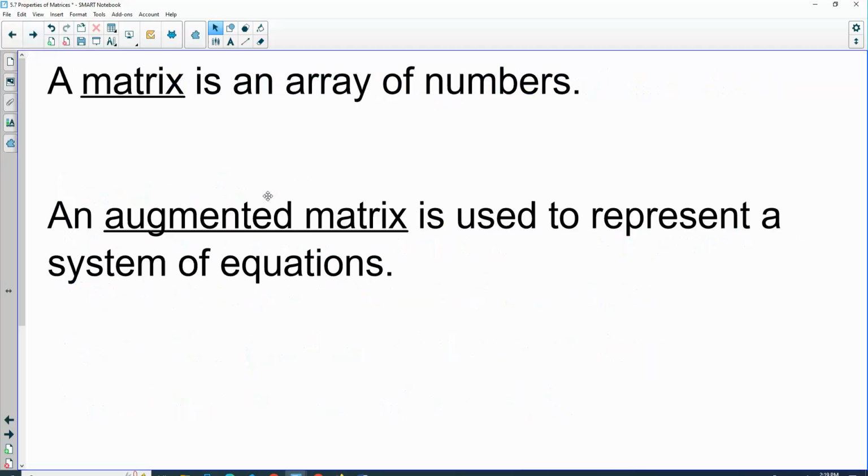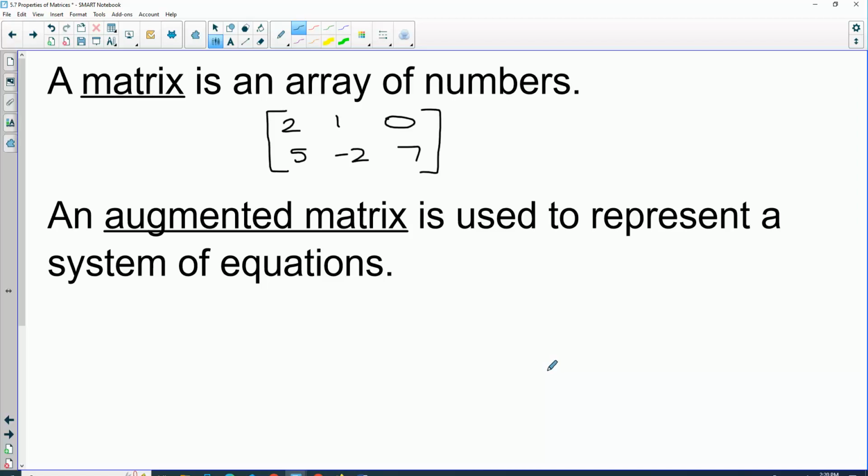First thing, just a little definition. A matrix is just an array of numbers. So you will see something that looks like this. Okay, it has rows, it has columns, we have these brackets around the outside. And it can be used in a lot of different instances. Anytime you have a lot of data, a matrix is very helpful for keeping it organized.